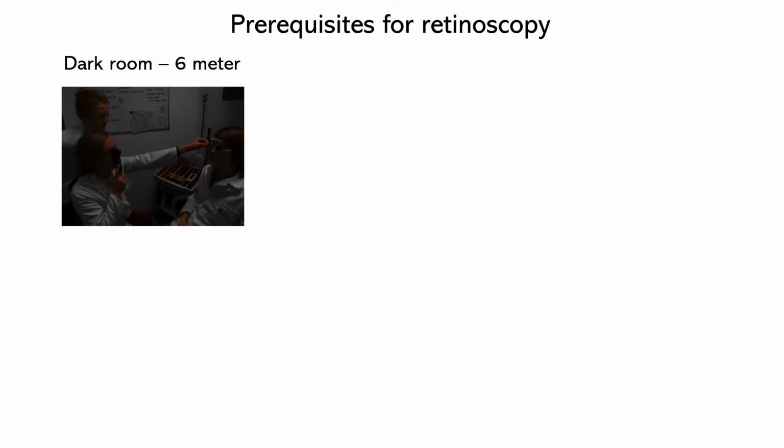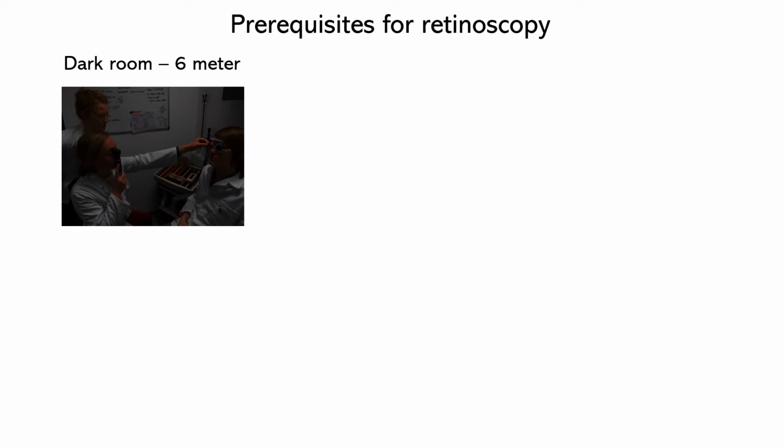Other prerequisites for retinoscopy, or the basic equipment we should have while performing retinoscopy, are a dark room, which should preferably be 6 meters long. And why do we choose a 6 meter distance? The reason for that I mentioned in the video of visual acuity part 1. Watch that. I am providing the link in the description below.